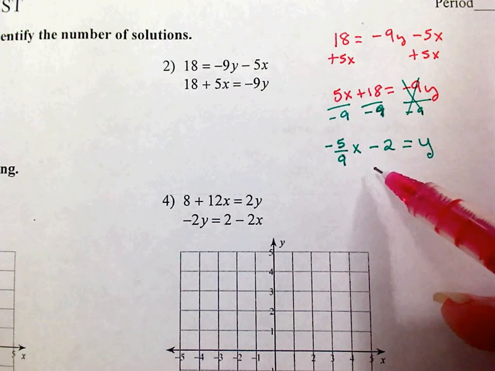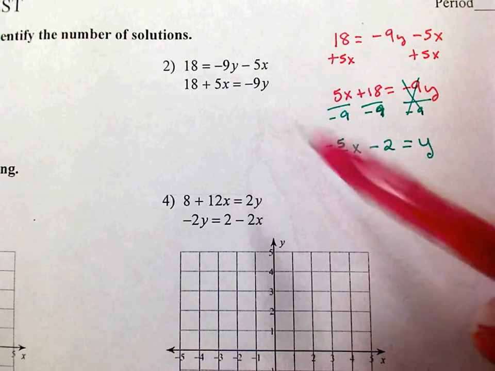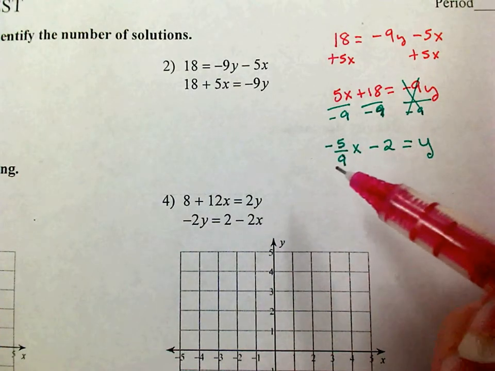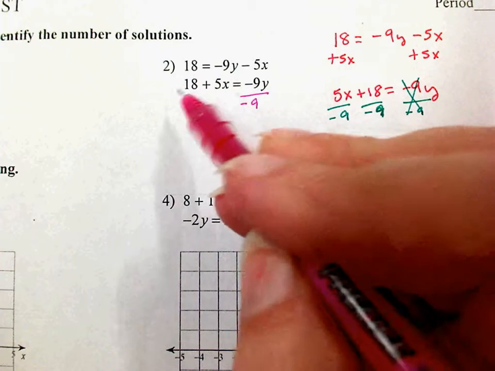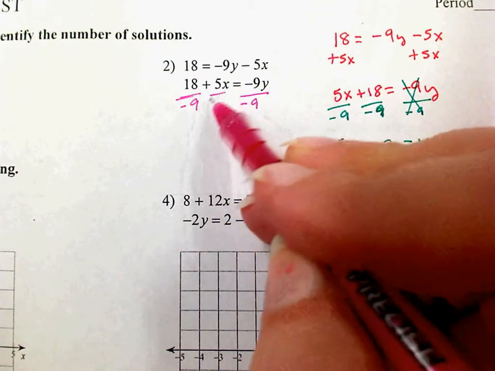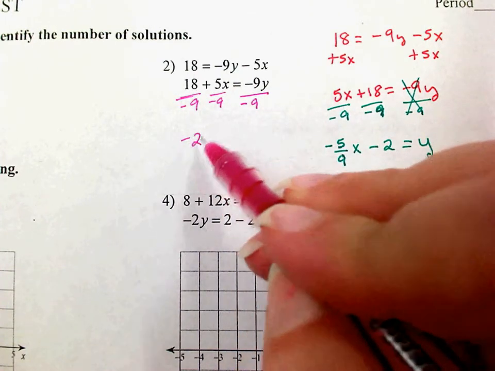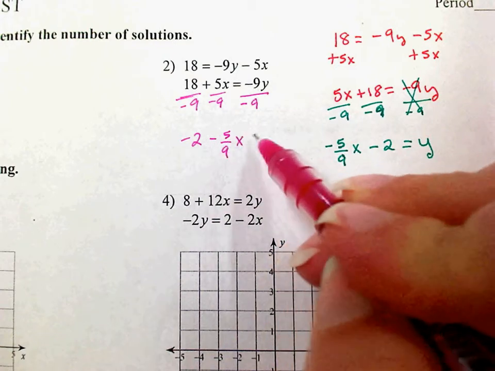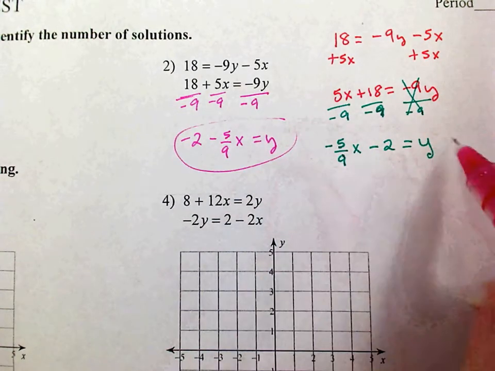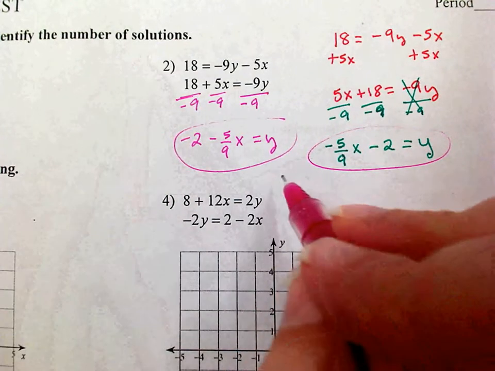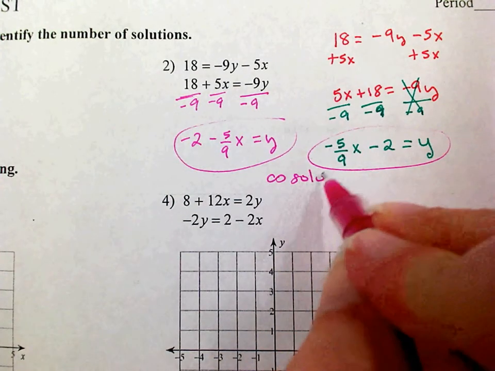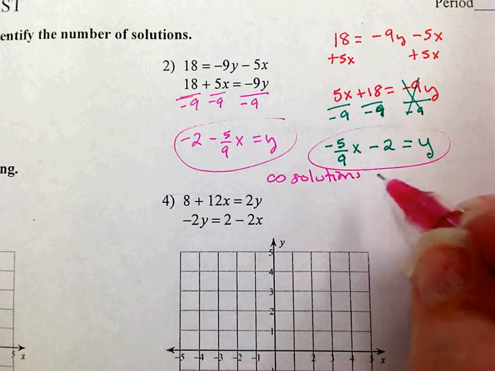Now what do I need to do with the second equation? Divide by 9? Okay, well, wait one second. So this is a negative 2, this is a negative 5 ninths x, and this is y. Are they the same line? Which means, how many solutions do we have? We have infinite solutions, and then what type of system do we call this? Dependent.